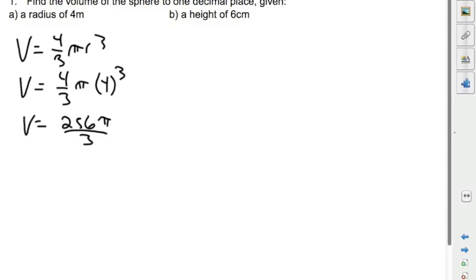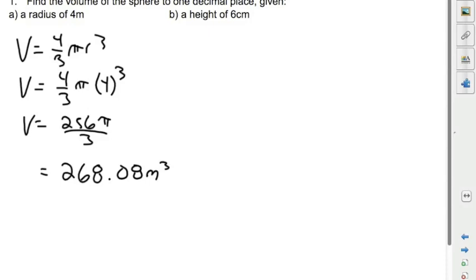Does everybody know where the power button on the calculator is? What it looks like? There's an x with a y to the top. Okay? So that means x to the y. So if you go 4, hit that button, 3, you should get 64, because that means 4 to the power of 3. Multiply 4 again, we get 256 times pi divided by 3, so 268.08.